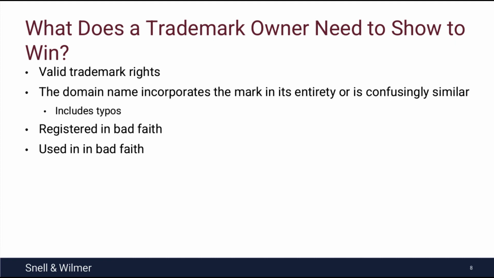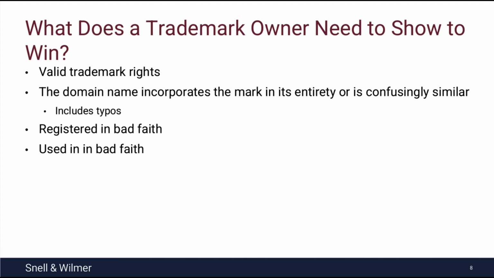So if you've got McDonald's, for example, that's a registered mark, so that's going to cover you pretty much in all 50 states in the US. If you're registered in Canada, or in the EU, your trademarks are going to cover you for pretty much all those jurisdictions as well. The other thing you're going to have to show is that the domain name itself incorporates the mark in its entirety or is confusingly similar.